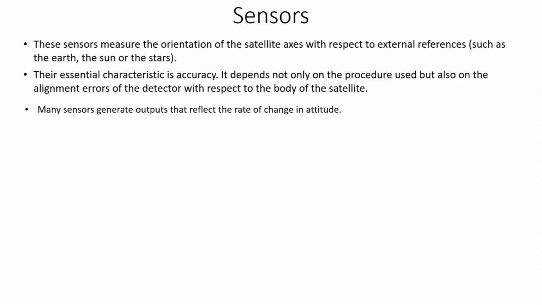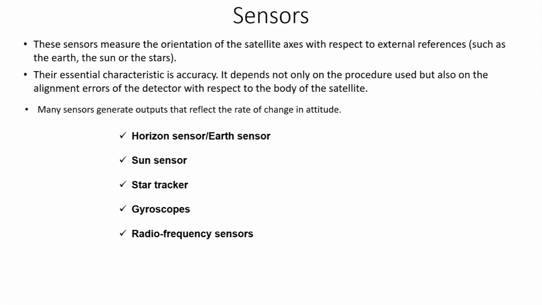Many sensors generate output that reflects the rate of change of the attitude, so how the attitude is changing can be known from the generated output of the sensors. The first sensor used is called a horizon sensor or earth sensor, then there is the sun sensor, then star tracker, then gyroscopes and radio frequency sensor. These are commonly used sensors to calculate the attitude of an orbiting spacecraft.